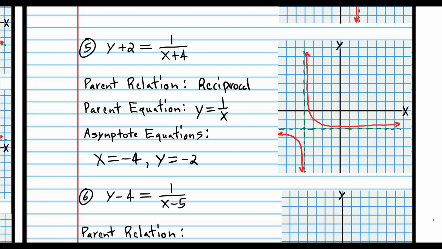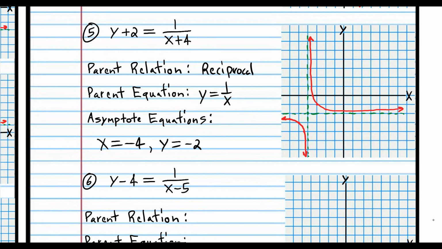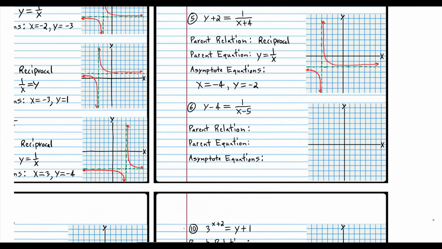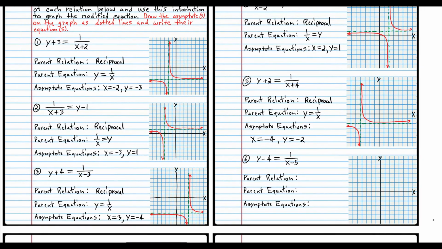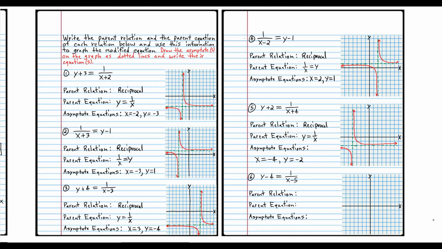Just make sure you write a comma in between them. So if you got those answers, good job. All right. On to number 6. Go ahead and try number 6. And when you come back, we'll do it together. All right, we're back.